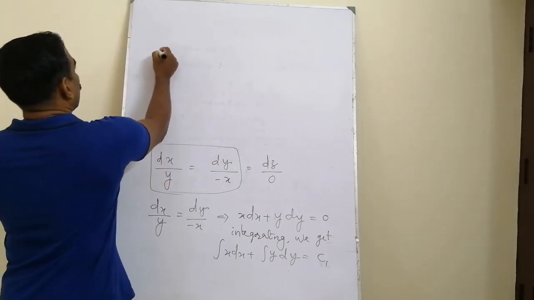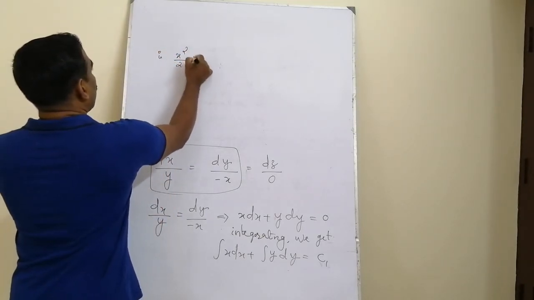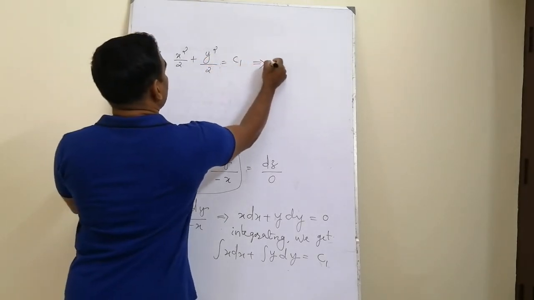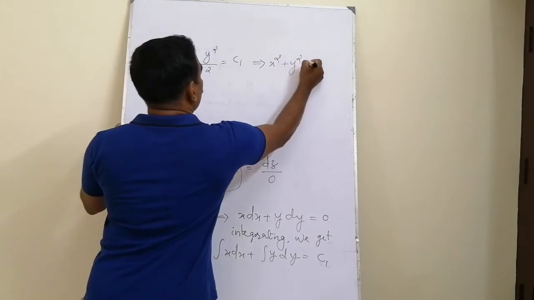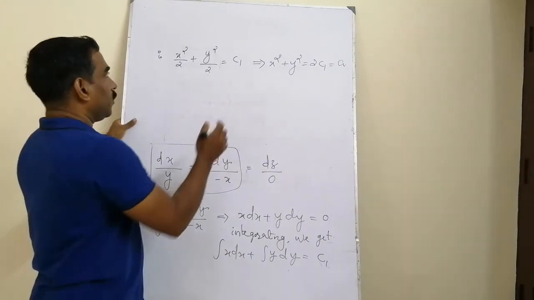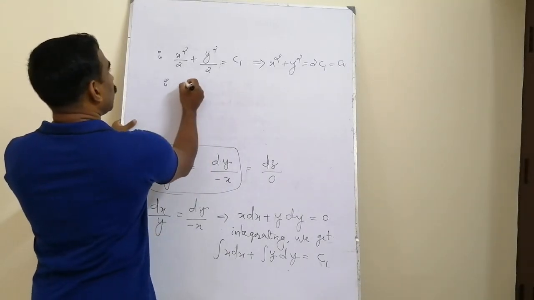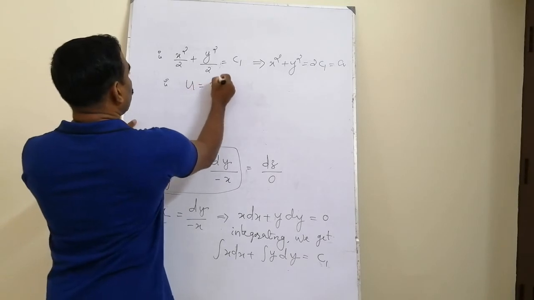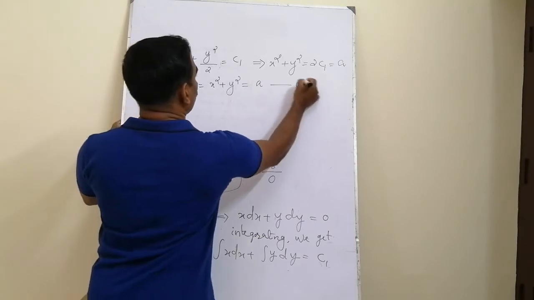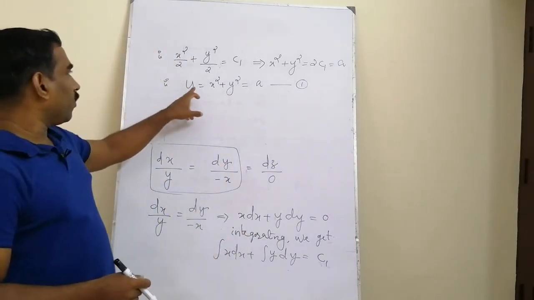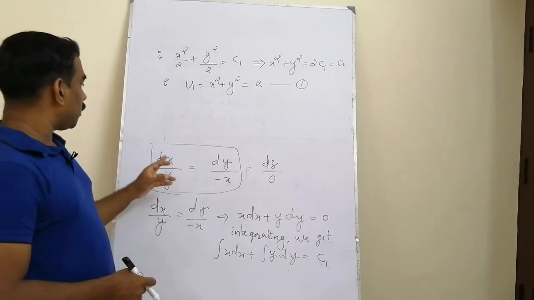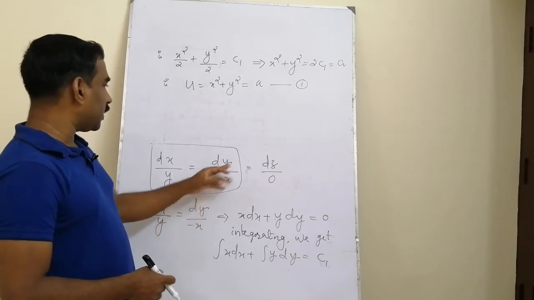That is, x square by 2 plus y square by 2 is equal to c1, or this implies x square plus y square is equal to 2c1, or we can call this an arbitrary constant, say a. That is, this is the form u is equal to x square plus y square is equal to some arbitrary constant. Mark it as equation number 1. So we have obtained one independent solution for the subsidiary equations, and similarly we can obtain another solution by comparing the second and third ratios.